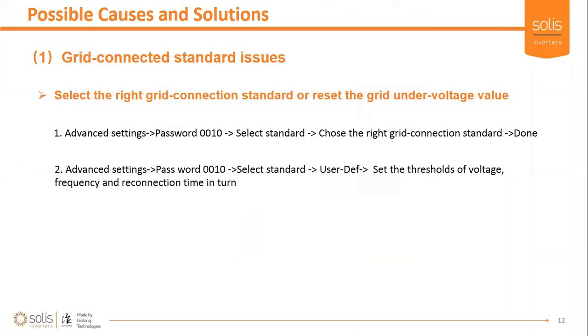And to correct it, we should select the right grid connection standard or reset the grid under voltage fault value using the advanced settings available on our inverters, according to the right grid connection available in the particular area. The same kind of settings for threshold values of voltage, frequency, and reconnection time can be changed using the advanced setting menu available on our inverter.